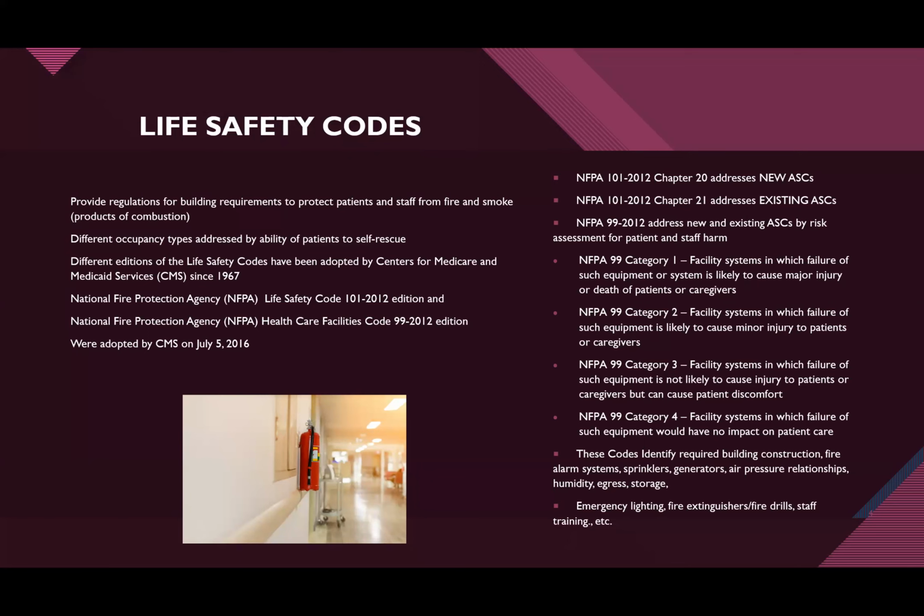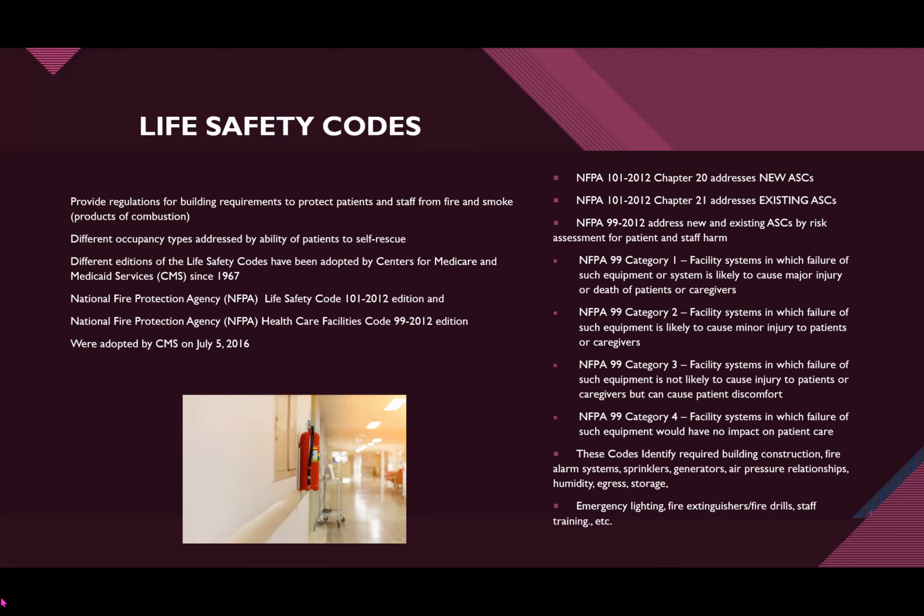And the most important thing to know is if you are using general anesthesia, you're a category 1 facility, meaning if the power goes out, the anesthesia machines will not be breathing for the patient, and it could cause major injury or death of patients or caregivers. And so you need a type 1 generator, and you need a category 1 or type 1 duplexed medical gas system.